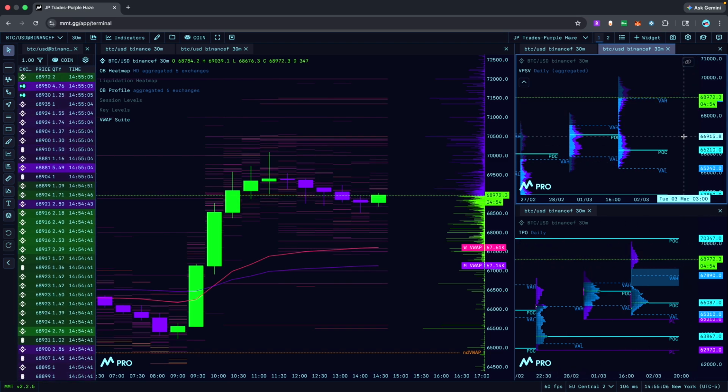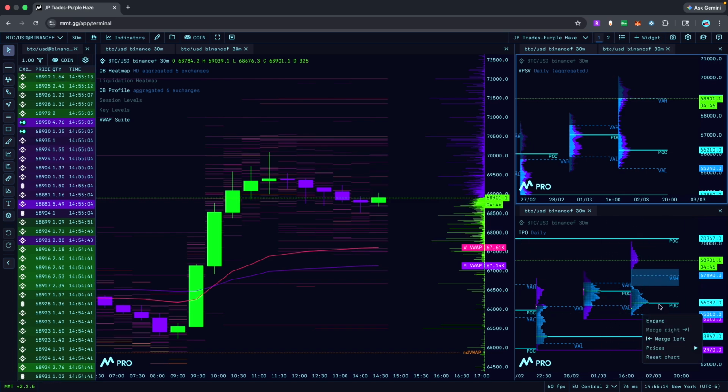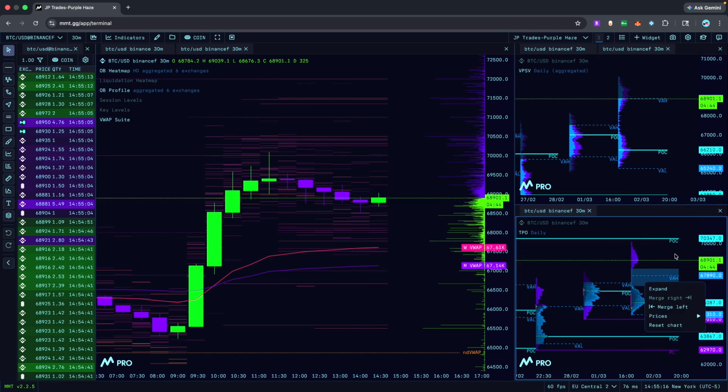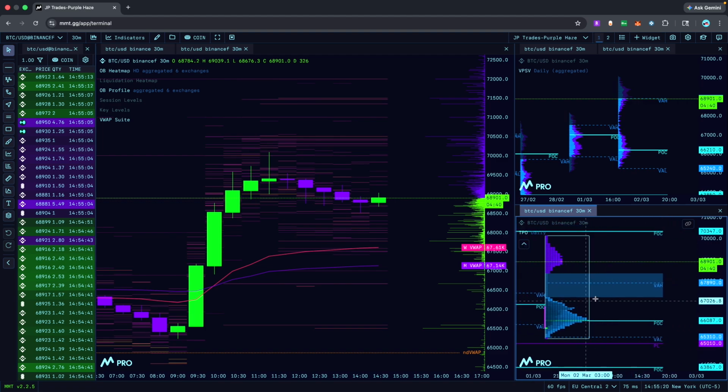So let's briefly reset what these tools are actually showing you. TPO answers one question: where did the market spend time? It measures acceptance by duration. So if price spends time at a level, this is acceptance. If price moves quickly through a level, this is rejection. It shows where the auction organized itself over a period of time.